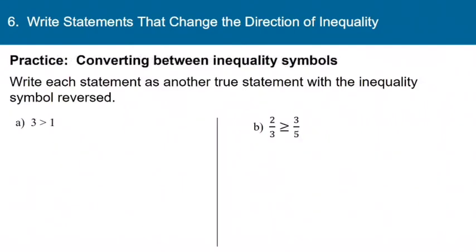Here are a couple for you to practice on. Here we have 3 is greater than 1. So of course, if we want to use a less than symbol, we'll say 1 is less than 3. And here we have 2/3 is greater than or equal to 3/5. So if we want to change that to less than or equal to, we'll just say 3/5 is less than or equal to 2/3. And that's all there is to this objective.